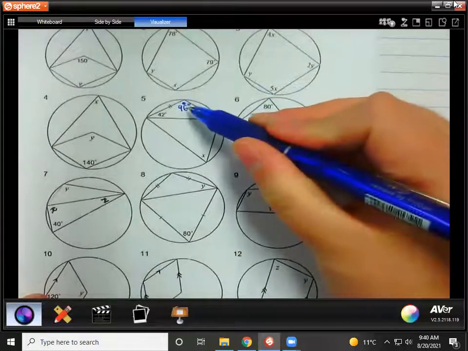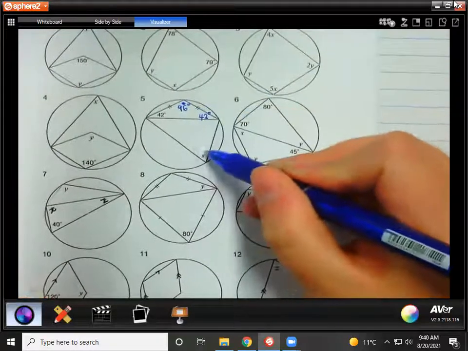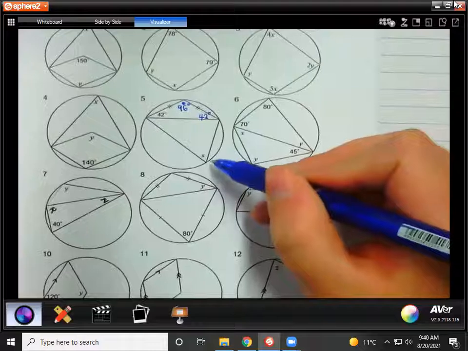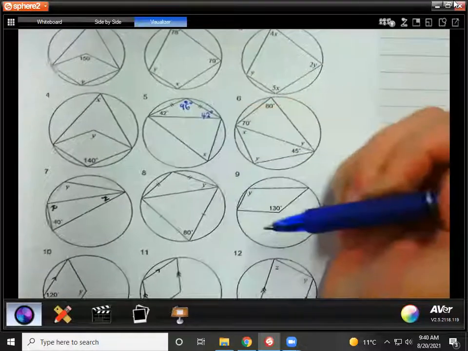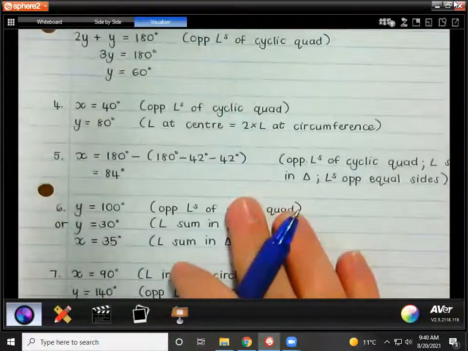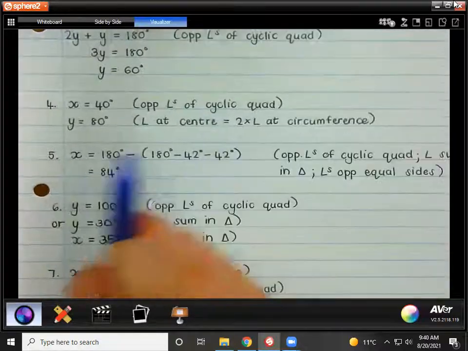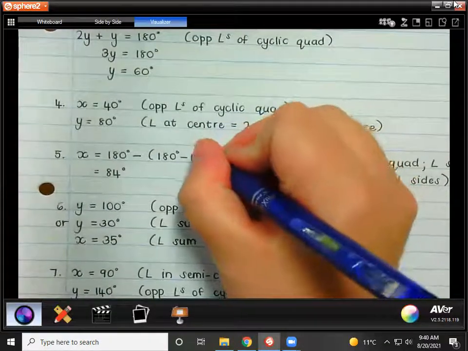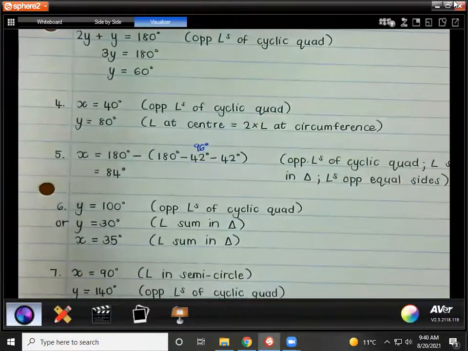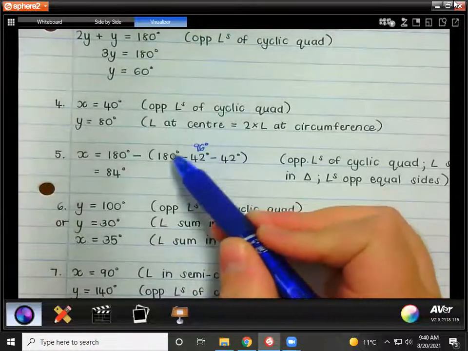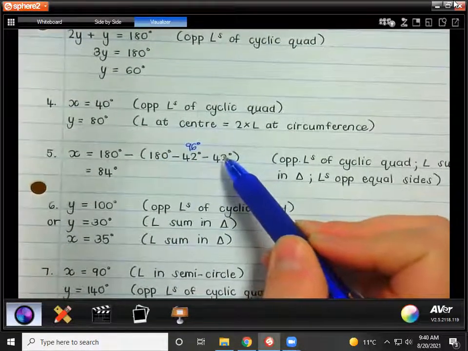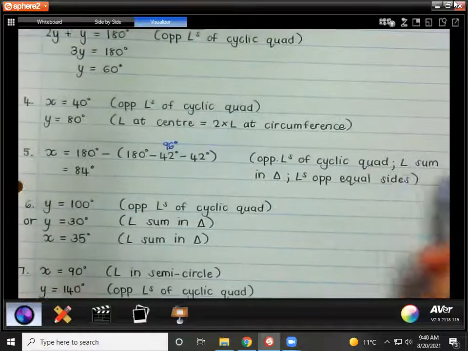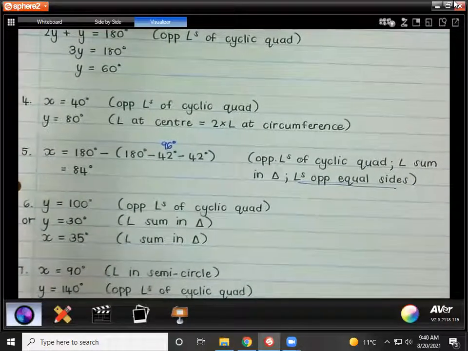So now that angle 96 and x, if I add them together, must equal 180. So x is going to be 180 minus 96. Okay, so that's what I wrote, like all in one step. This is 180 minus 96 degrees. Okay, and the 96 I got by saying 180 minus 42 minus the other angle, which I know is also 42 because of angles opposite equal sides.